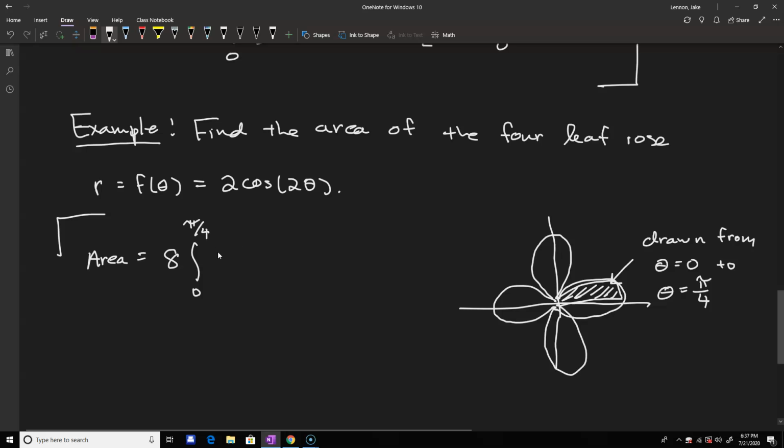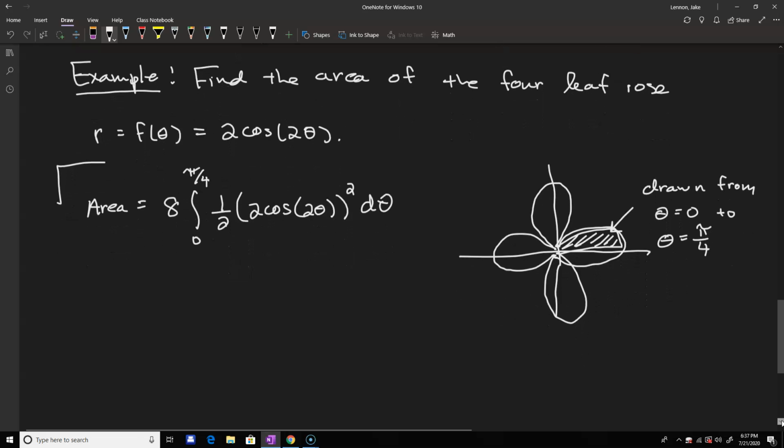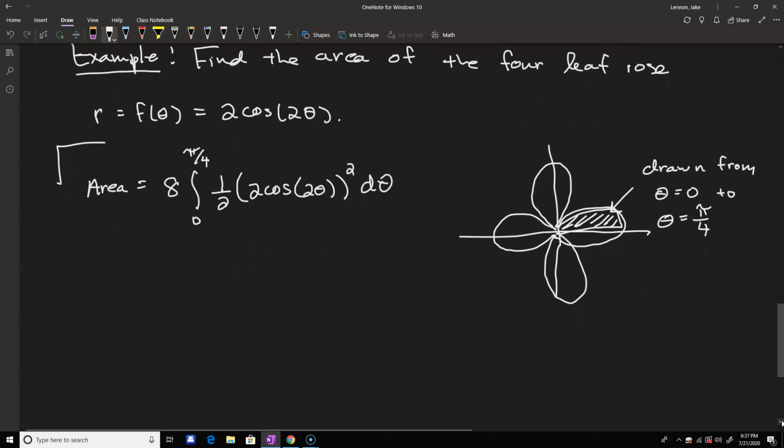And it's going to be 1/2 times our formula here, squared, 2 times the cosine of 2 theta, quantity squared d theta. So if you multiply that out, squaring the 2, we get a 4 times the 1/2, which is a 2. And if we bring that out front and multiply it by the 8, we now have 16. And we're integrating from 0 to pi over 4.